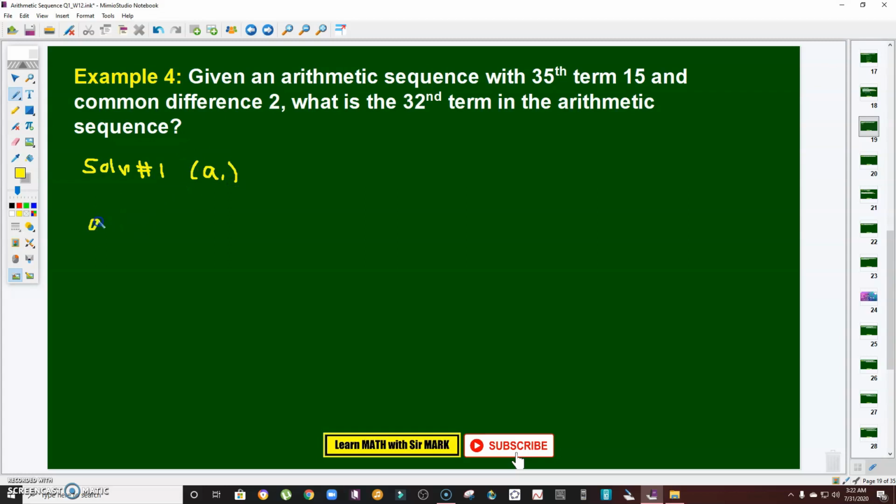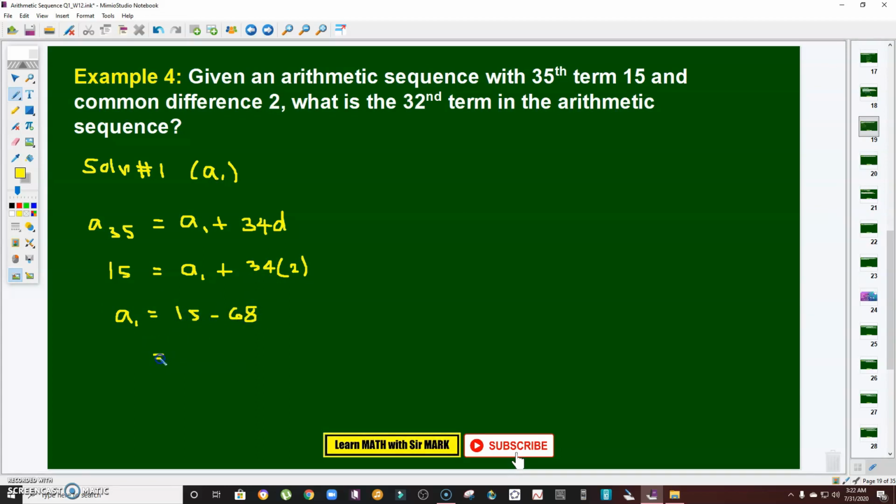So that is, yung a sub 35 ko, we know this one is equal to a sub 1 plus 34d. See that? Bakit 34? 35 minus 1. Now, what we have here is that this one is 15, then unknown yung a sub 1, but my common difference is 2. See that? So therefore, makukuha ko na a sub 1 dito. So that is 15 minus 34 times 2, that is 68. So that's 15 minus 68. So you have to subtract that.